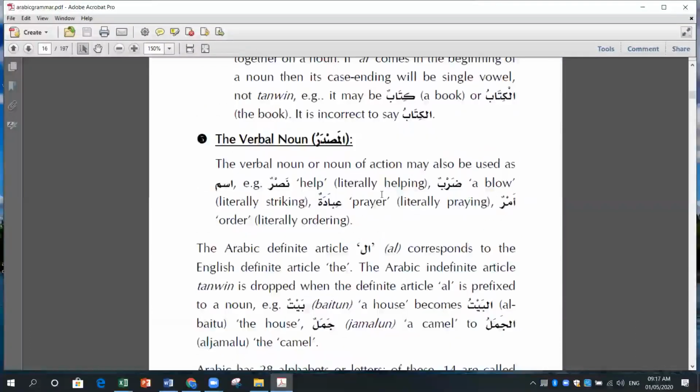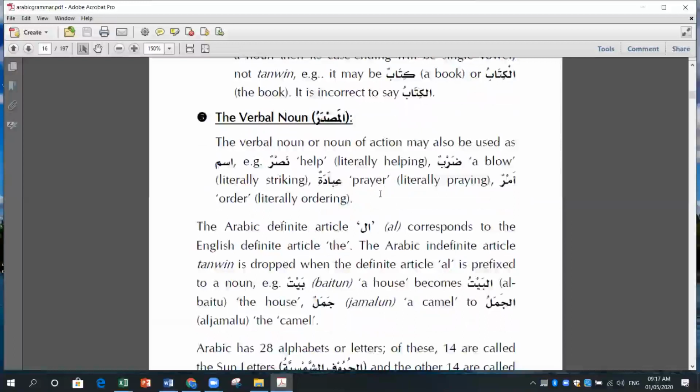Masdar. The masdar, the verbal noun. This is also a category of noun which we had already discussed. They have mentioned it separately, but I think we can take it over there, but I'll just introduce to you what this is. Verbal noun or the noun of action may also be used as ism.